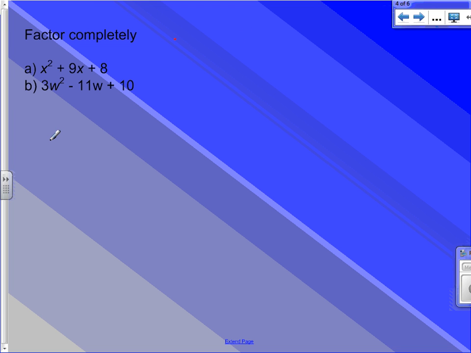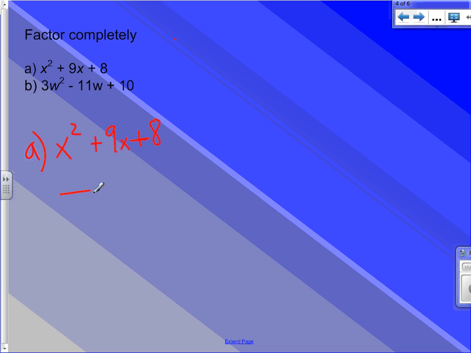Okay, these say factor completely. Let's take a look at A. We have x squared plus 9x plus 8. And this one is a naked quadratic. I call it naked because the number in front of x squared is 1, but we don't write 1, which makes our x squared bare, naked.